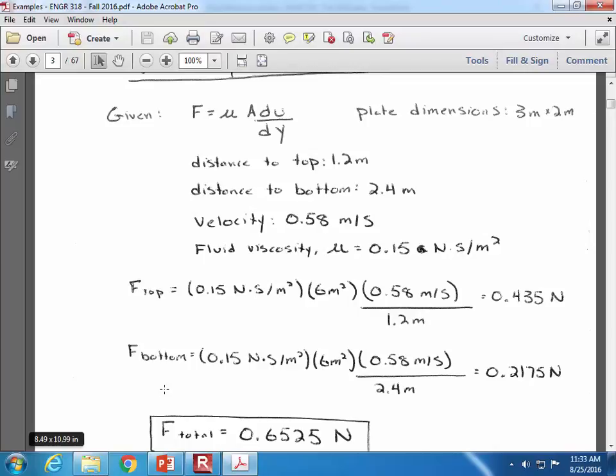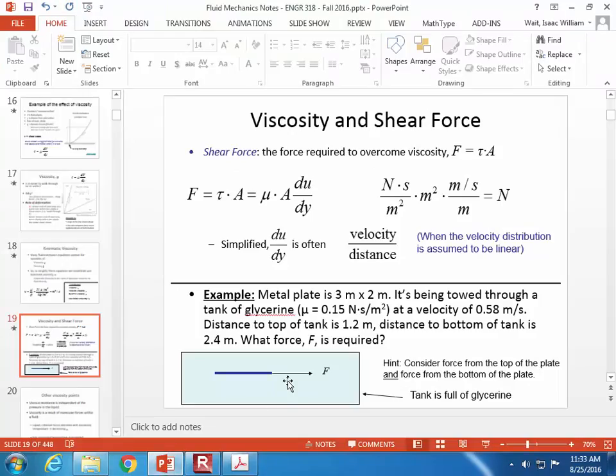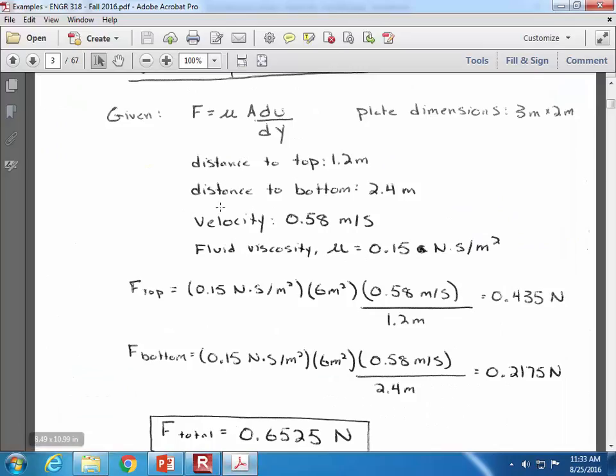So if we go back to the drawing, we have to consider the distance to the top separately from the distance to the bottom, because both of them are applying a force to the plate, and then the combined force is what has to be overcome through this external force in order to achieve some rightward velocity. So in the calculations here, you can see I've identified the distance to the top, distance to the bottom, velocity, viscosity, and then done the substitutions.